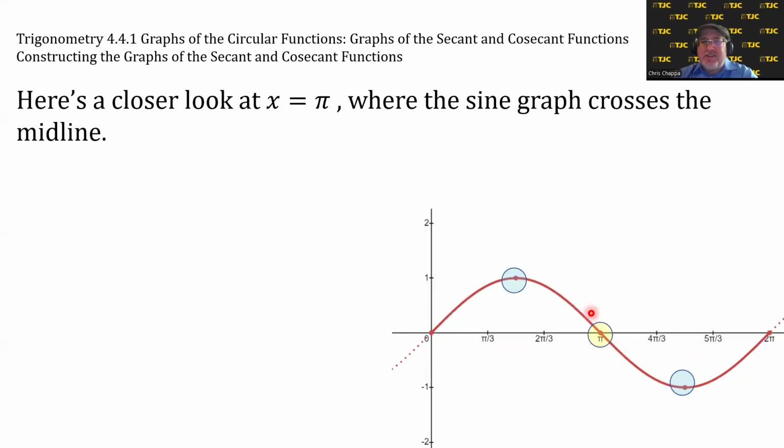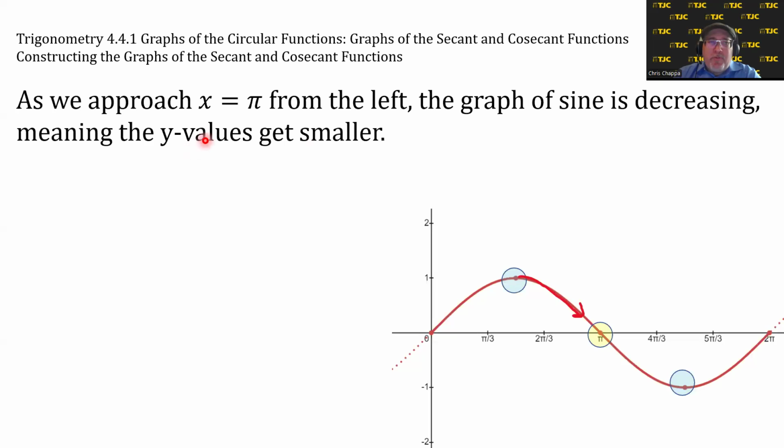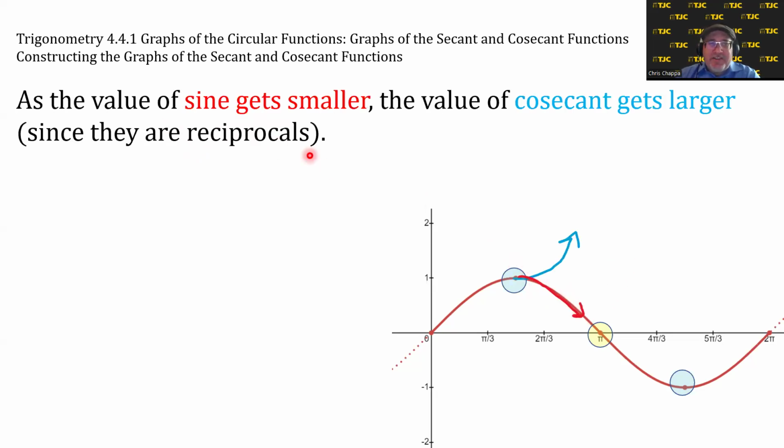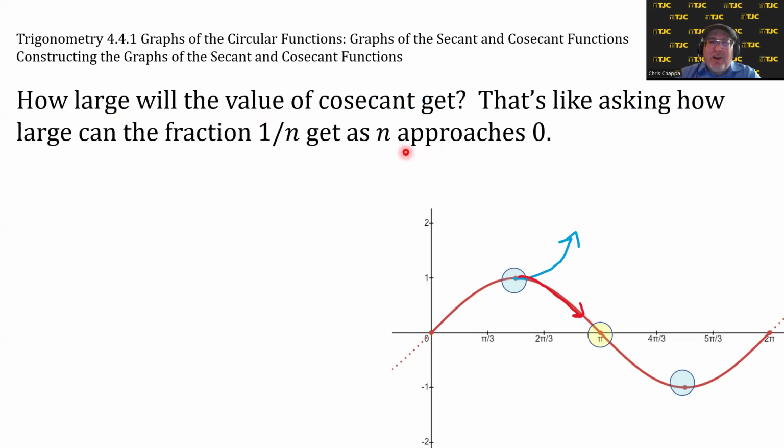Here's a closer look at x equals pi, where the sine graph crosses the midline. As we approach x equals pi from the left of it, the graph of sine is decreasing, meaning the y values get smaller. As the value of sine gets smaller in red, the value of cosecant gets larger since they're reciprocals. How large will the value of cosecant get? That's like asking how large can the fraction 1 over n get as n approaches 0?